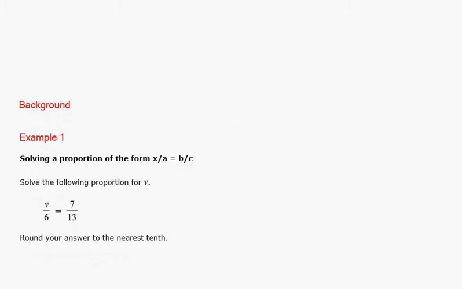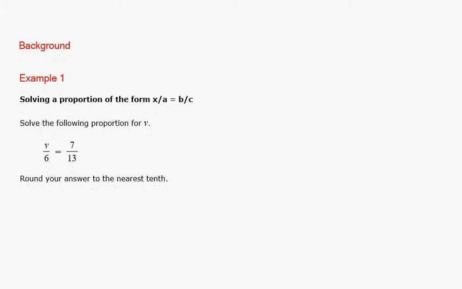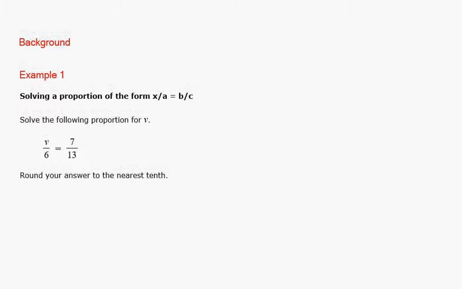What we're going to do with this video is solve what we call a proportional equation. These equations can come from different things that we're going to learn in a few topics. But right now, we just want to make sure it's kind of like algebra review. So how do we solve for the variable? Here we have v over 6 equals 17 over 13.